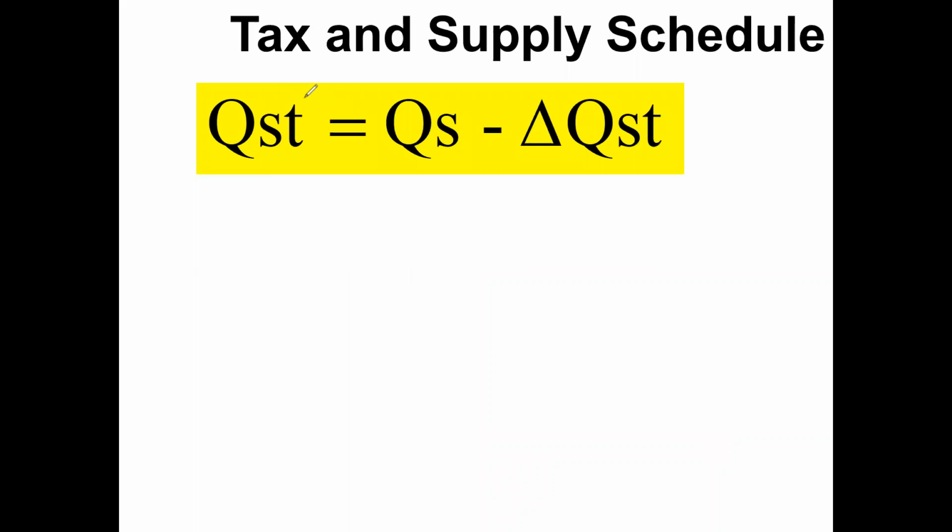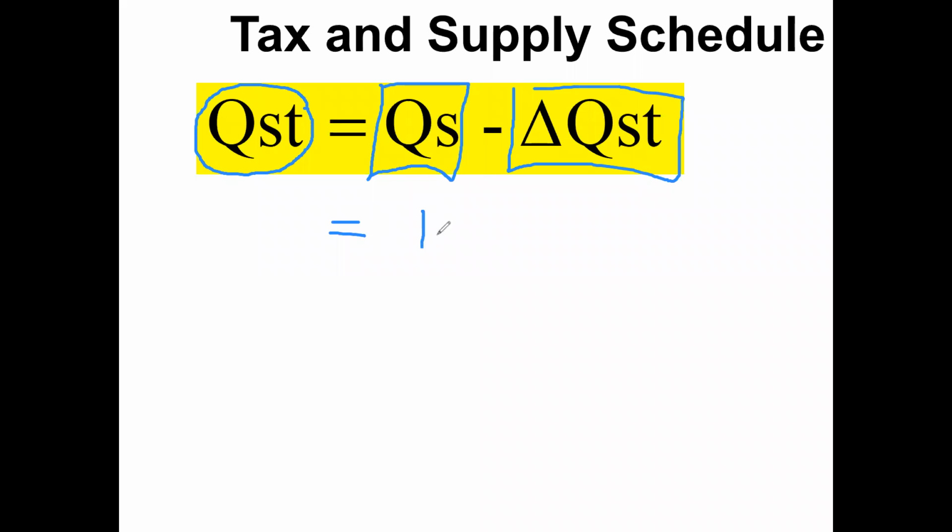QST means supply quantity after tax. QS means supply quantity before tax. Deduct the change in supply quantity due to tax. As I said earlier, before tax, assume supply quantity was 100 and it is reduced by 10. So the new quantity is 90. Like this. Now this delta QST is the key point.